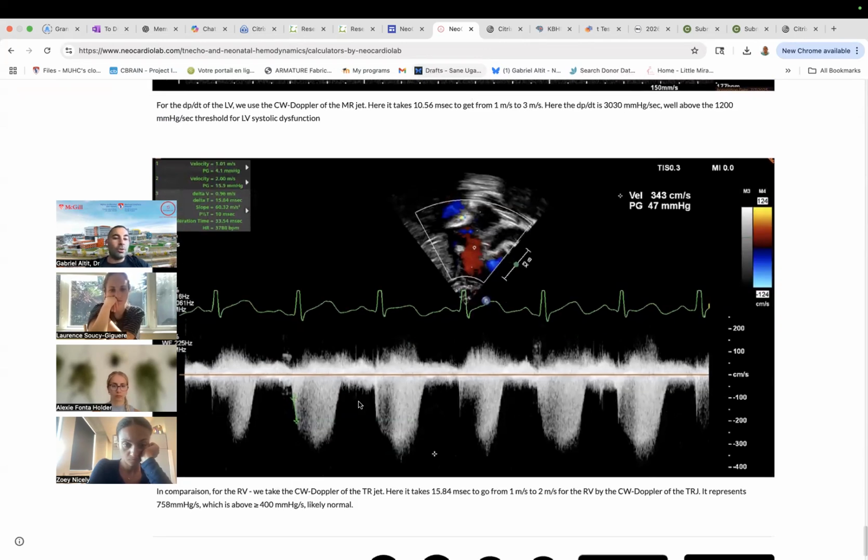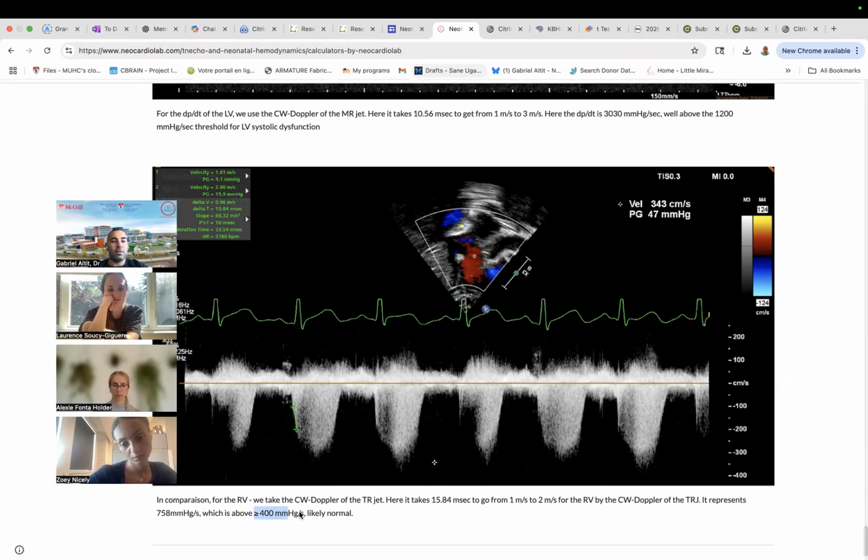Now, RVs are known to not generate a similar amount of pressure as the LV. So we cannot really use the 1 to 3 because 3 is already some degree of pulmonary hypertension in some of these patients that are a bit older. So the metric was validated between 1 to 2. And so you're supposed to be able to generate above 400 millimeters of mercury per second.